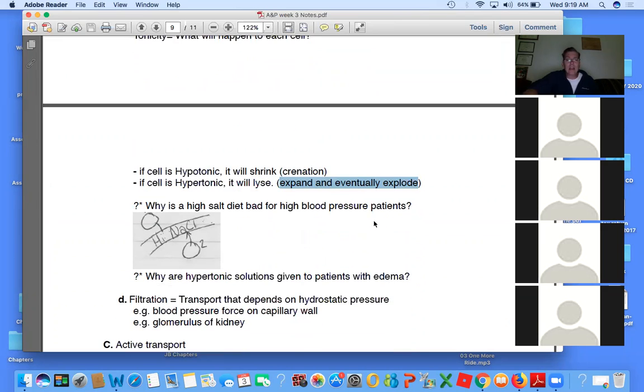Our application of this is that a high salt diet is bad for high blood pressure patients. Like myself, I always have borderline high blood pressure. That's probably because I like salty stuff. Anything salty, I enjoy. Some of you are sugar people. Usually in class I would have you raise your hand: do you like sweet treats or salty treats? Everyone's a bit different. I'm definitely a saltaholic.